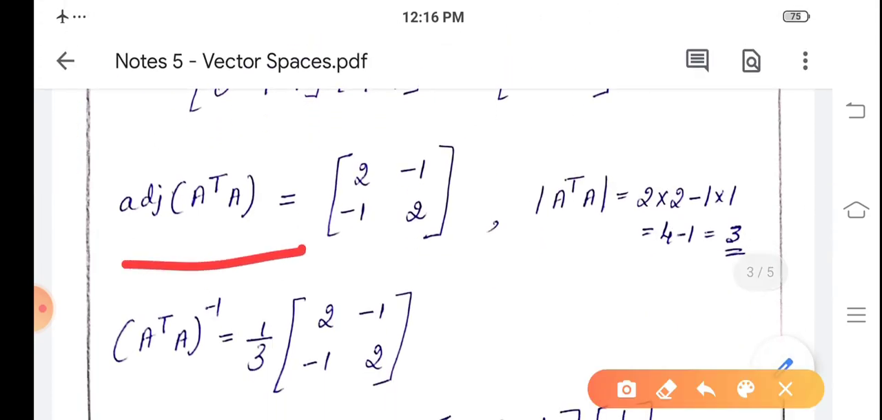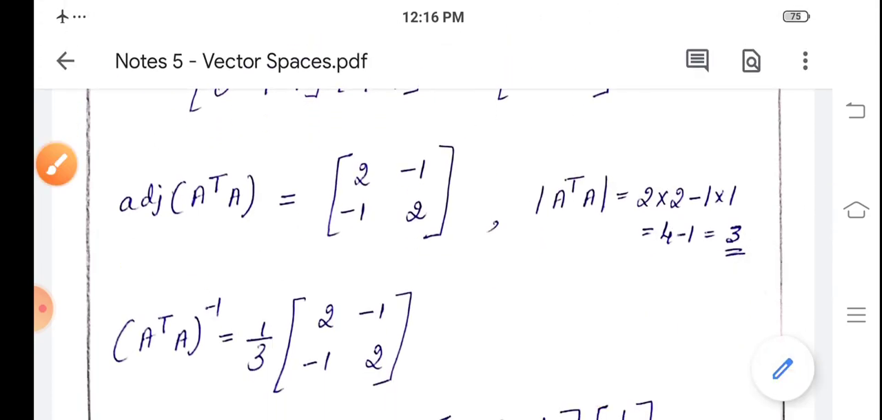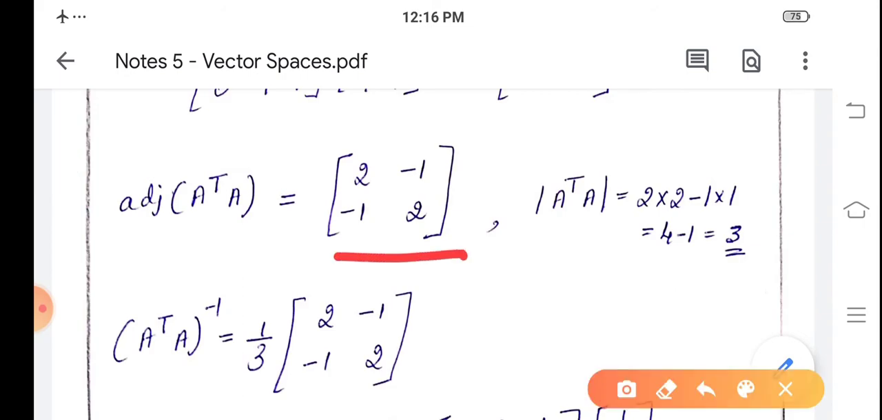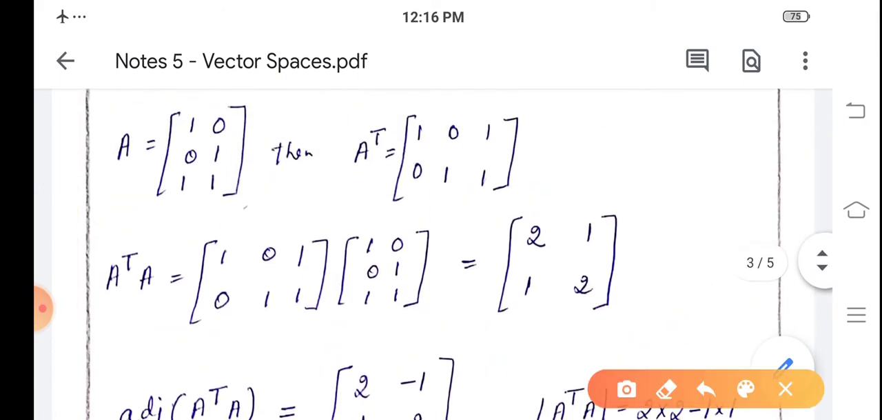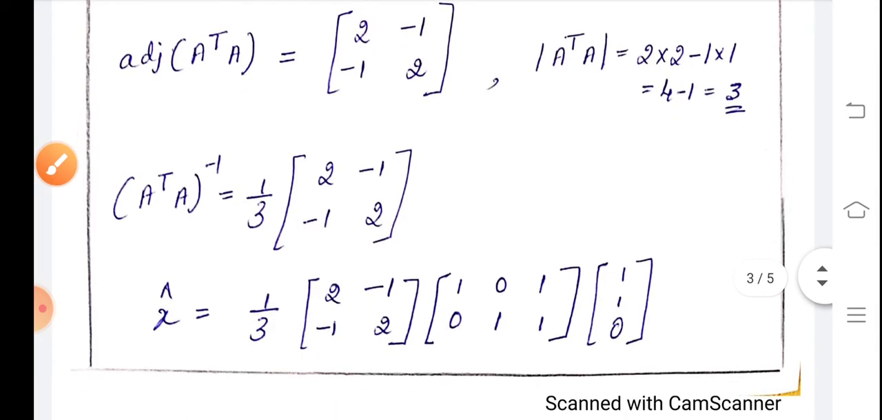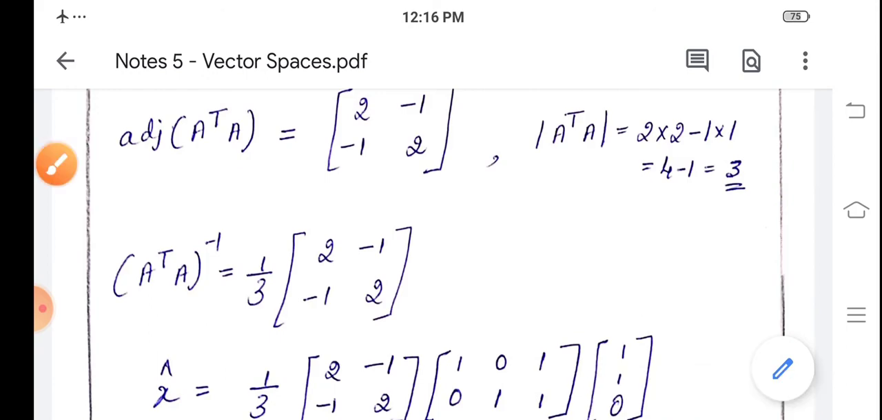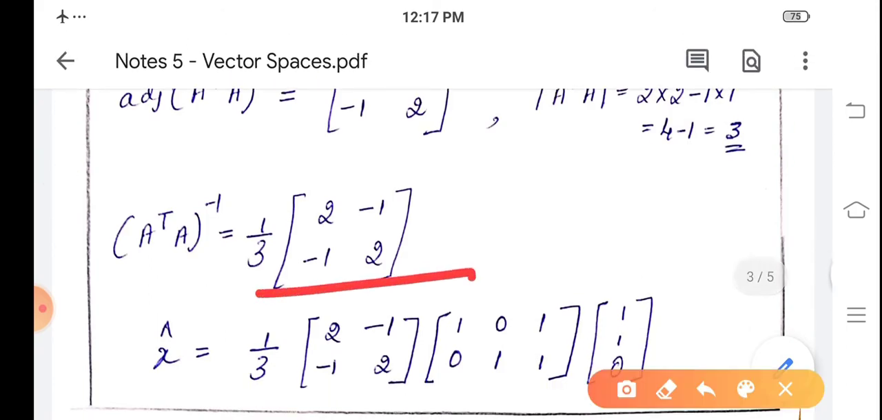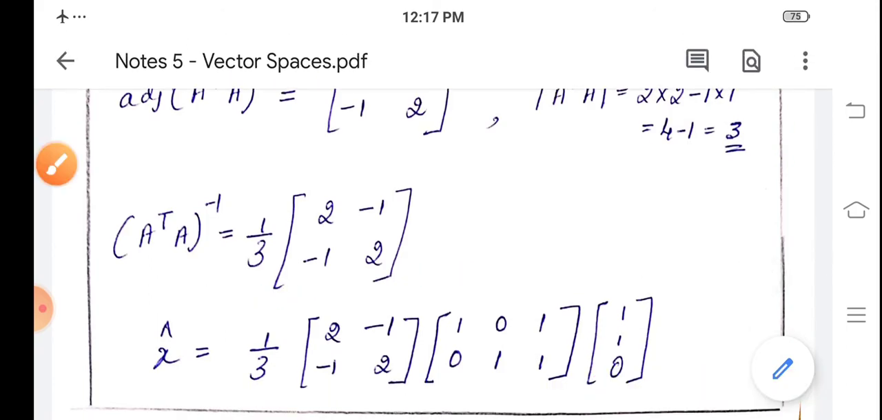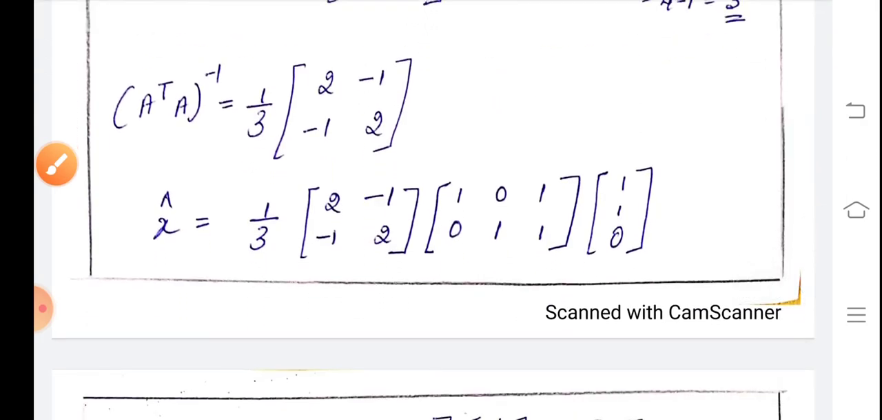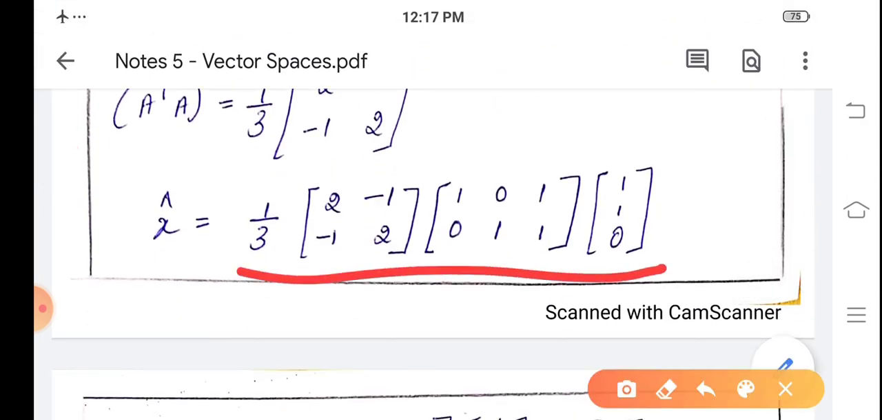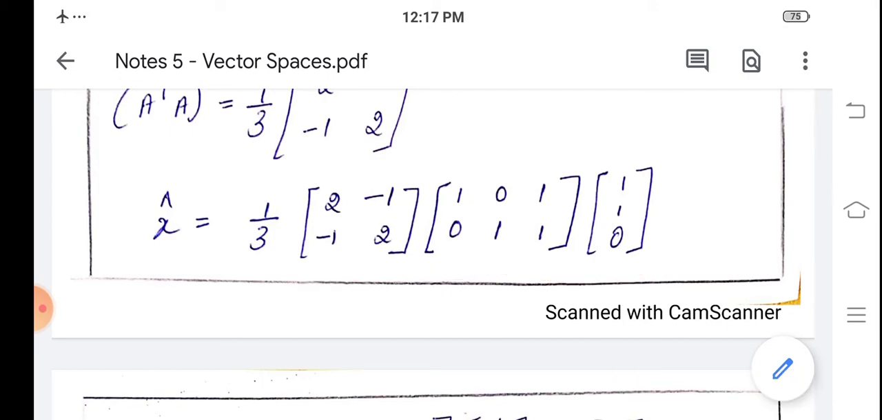And we find adjoint of A transpose A. Adjoint of A transpose A is [2 -1; -1 2]. And determinant of A transpose A is 2 into 2 minus 1 into 1, that is 3. So, A transpose A inverse is adjoint of A transpose A divided by determinant, that gives 1 by 3 into matrix [2 -1; -1 2]. So, least square solution becomes x cap equal to 1 by 3 into [2 -1; -1 2] multiplied by [1 0 1; 0 1 1] into [1 0 1].